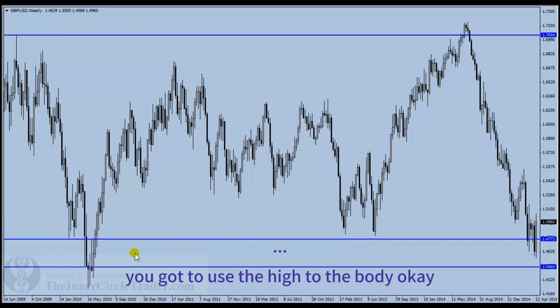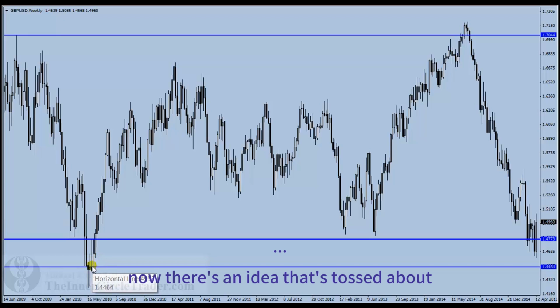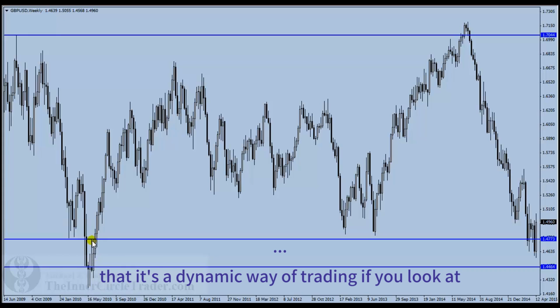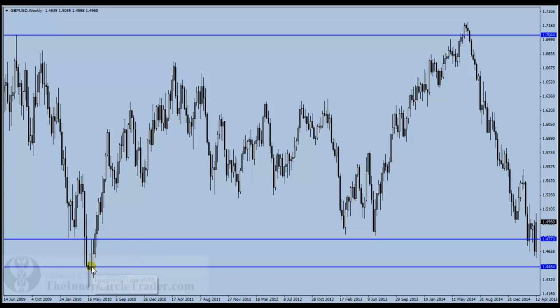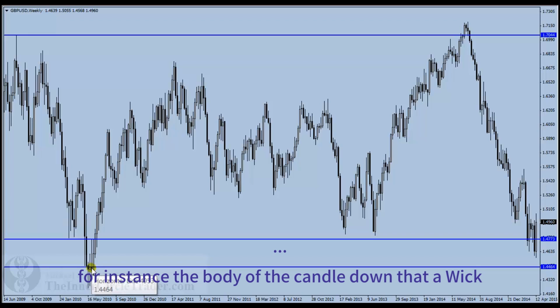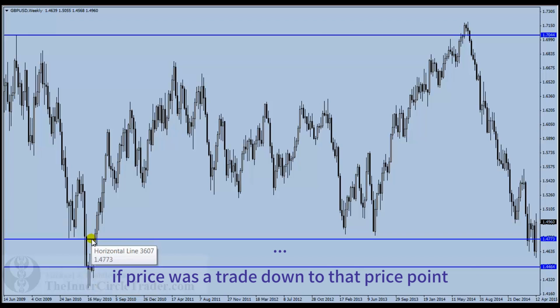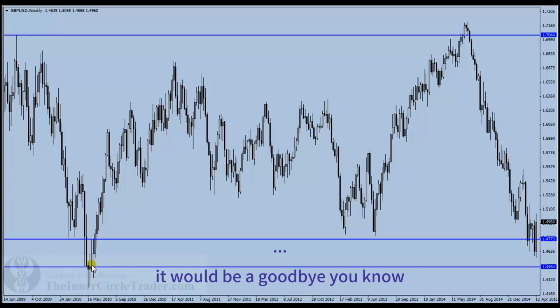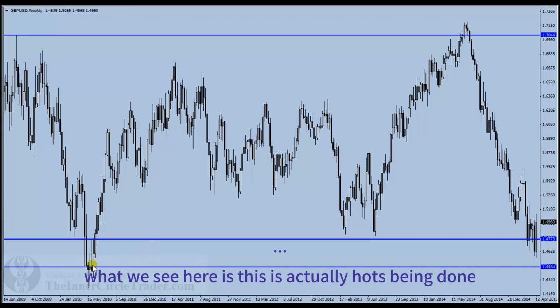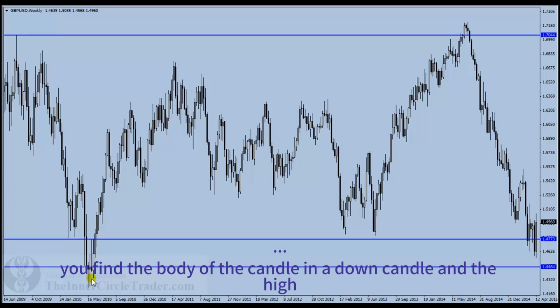What we see here is this is actually how it's being done. You find the body of the candle, in a down candle, and the high. This is all thin trading in here. The bulk of the trading is done inside of the body. You use the top of the candle down to the body. This is the range that you would work within and identify. So as price would drop down at a later time into that, that's how you would use it. You do not use the bottom of the bodies of the candles and the wicks.